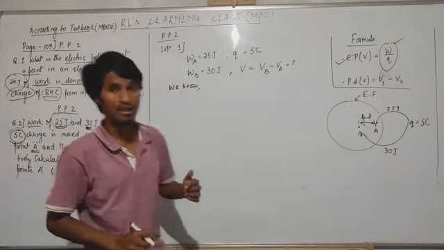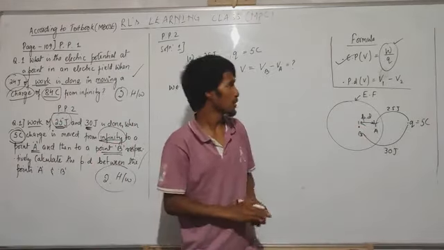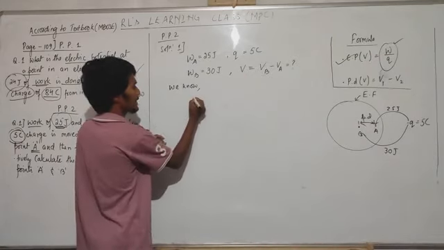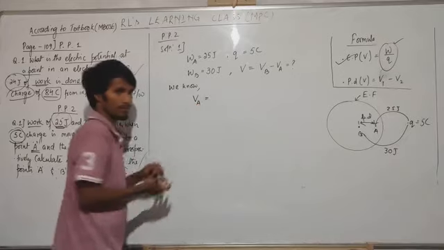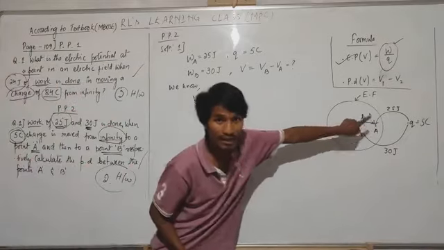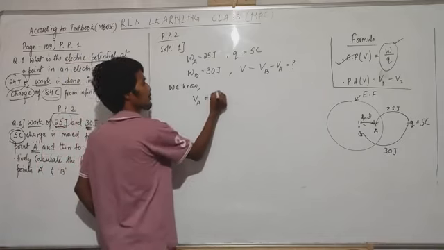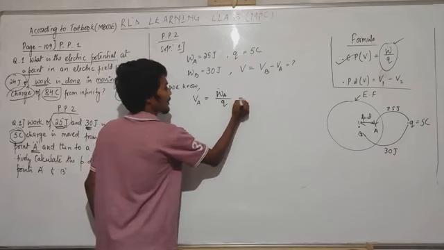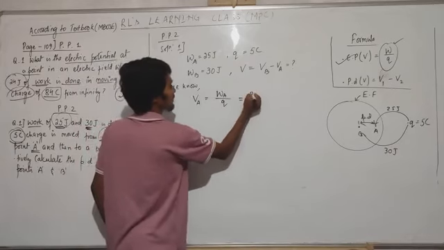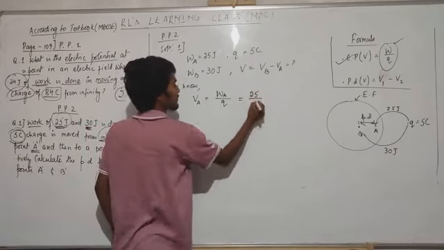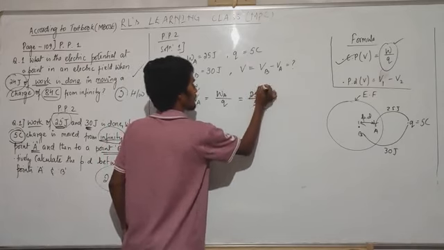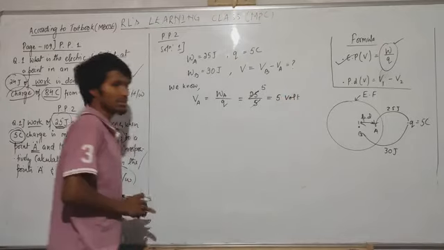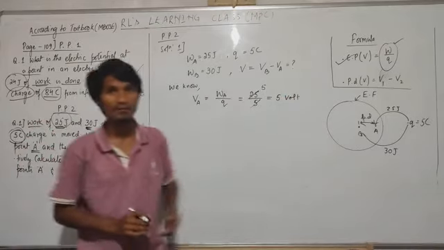Okay, let's check first the potential from infinity to point A. What's the formula? Potential is work by charge. Let's say the electric potential at point A is VA. The formula is WA by Q. WA here is 25, Q here is 5. 25 divided by 5 gives 5 volt. Now the potential at point A is 5 volt.